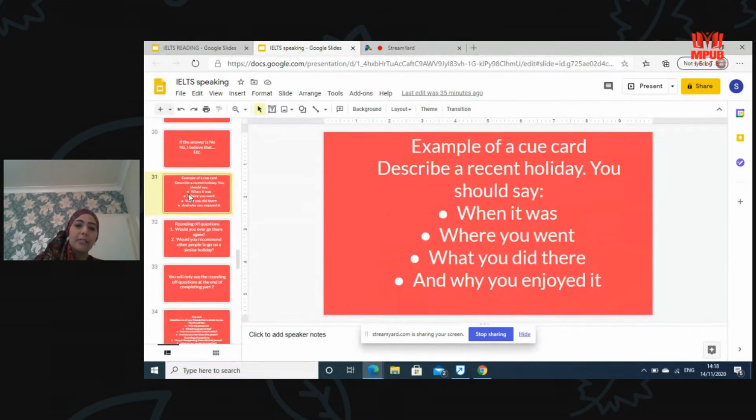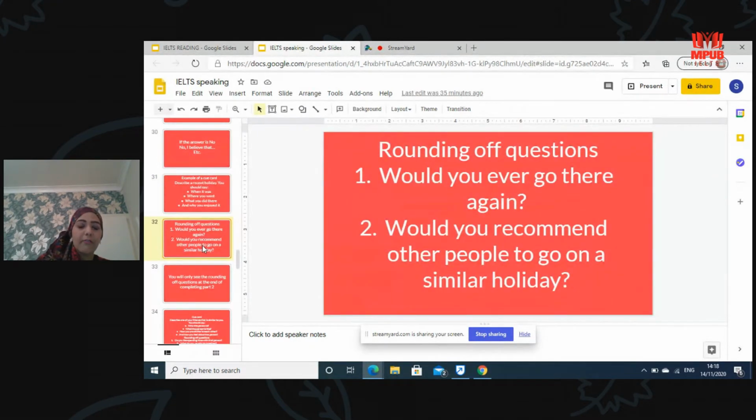Example of a cue card. So let's look at some examples. I've done a few examples from recent IELTS. This is an example of the cue card. Describe a recent holiday. You should say when it was, where you went, what you did there, and why you enjoyed it. This will be the cue card that you'd see in speaking part 2. And at the end, you'll have some rounding off questions. That depends on whether you get them, but not to worry if you don't. If you do, this would be an example of the questions from the recent test.